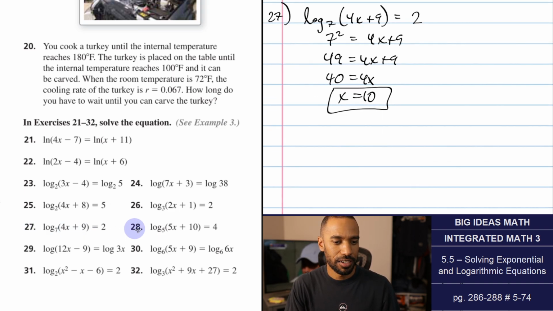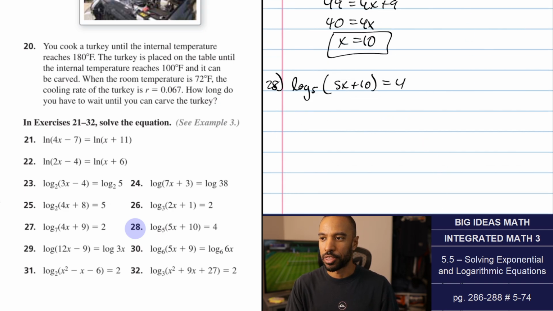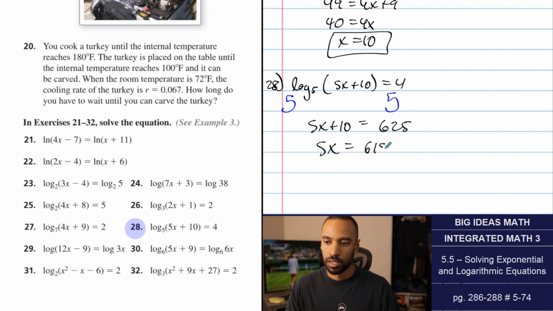This one I probably don't want to do in my head, because 5 to the 4th is a bigger number, and that's what we're going to have happen on number 28. All right, to show you the different method, we'll do it in that different way. Raise these both as exponents with 5 as the base. 5 to the log base 5 of 5x plus 10 is 5x plus 10. 5 to the 4th is 625. So we're working it out in that stage. It's still the same result. 5 to the 4th equals 5x plus 10. Subtract 10 and divide by 5. You get x equals 123, I think.